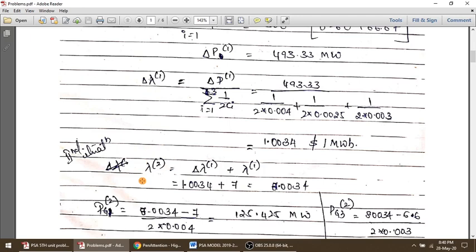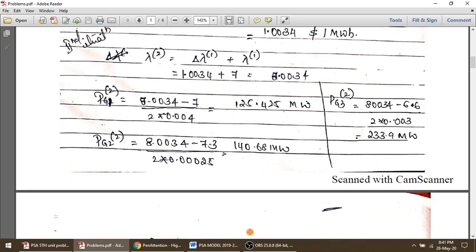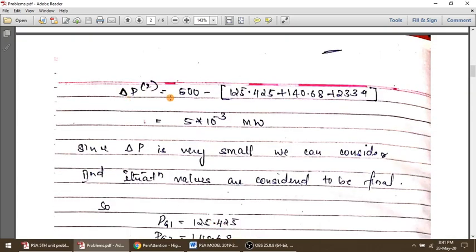For the second iteration we will get around 8.0034. When we substitute this value we get Pg1 of 2 equal to 125.425 megawatt, Pg2 of 2 equal to 140.68 megawatt and Pg3 of 2 equal to 233.9 megawatt. Using these power output values we calculate delta P of 2. This is delta P for the second iteration, which we get around 5 into 10 to the power minus 3 megawatt. Now if you want more accuracy you can go for the next iteration until delta P is very small.